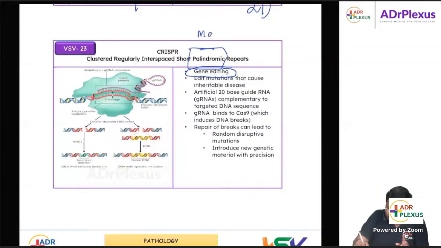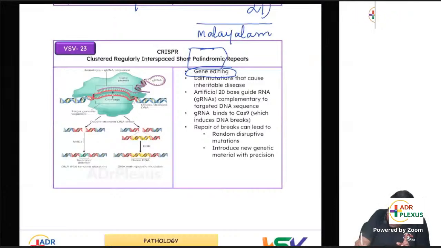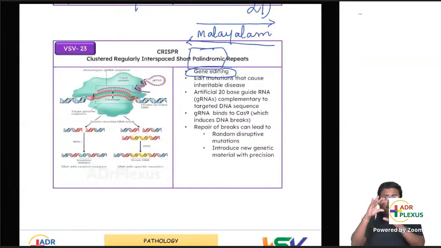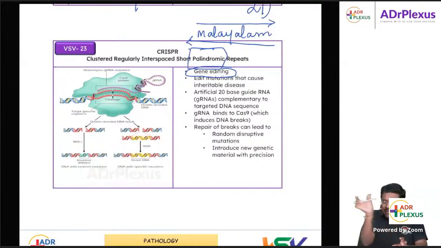Say, for example, Malayalam. You read from this direction, it reads Malayalam, and you read from the other direction, this also reads Malayalam. So palindromic repeats are DNA sequences which, even if you read from either side, give the same thing.